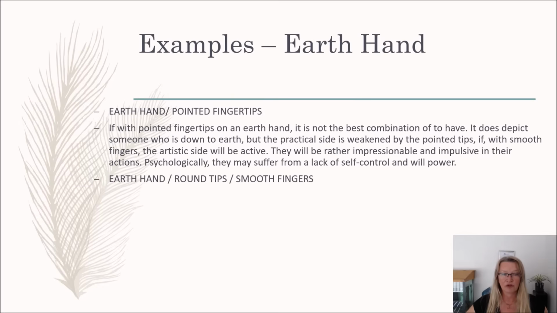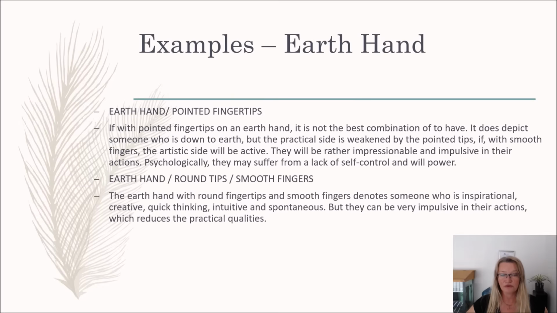If the earth hand has round tips and smooth fingers, that's probably more ideal. That denotes someone who's inspirational, creative, quick thinking, intuitive and spontaneous. But they can be impulsive too in their actions, but that can reduce some of the practical qualities.